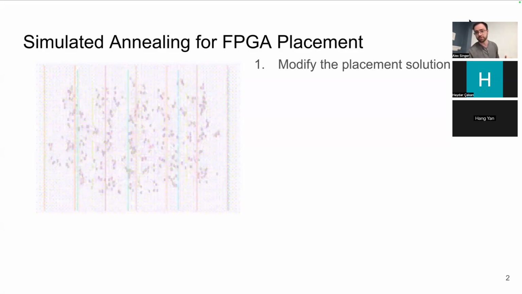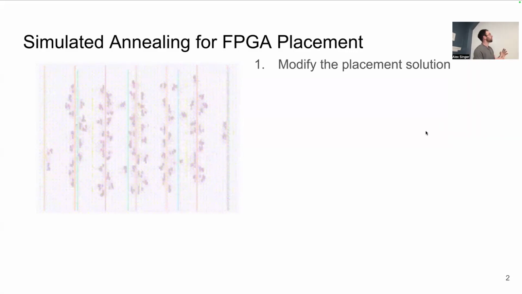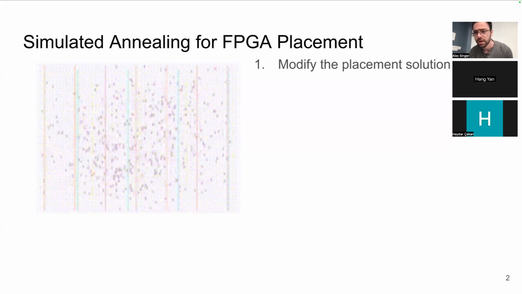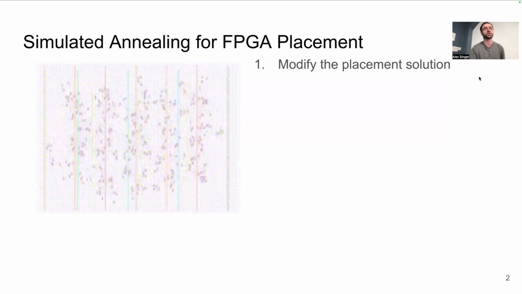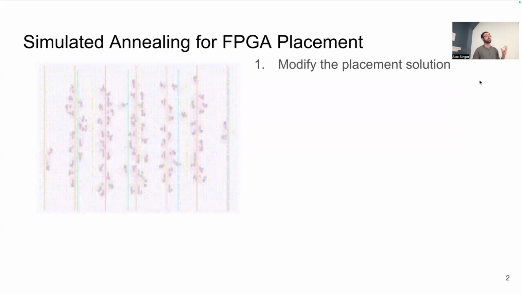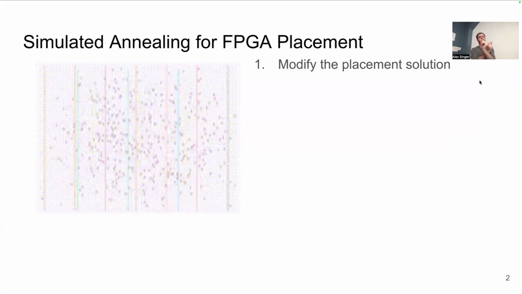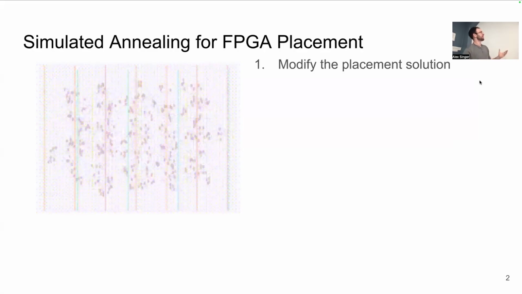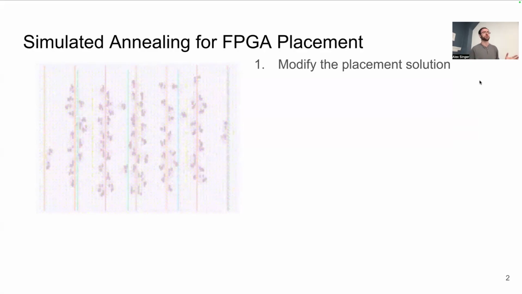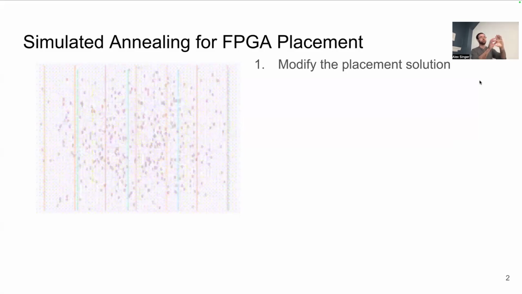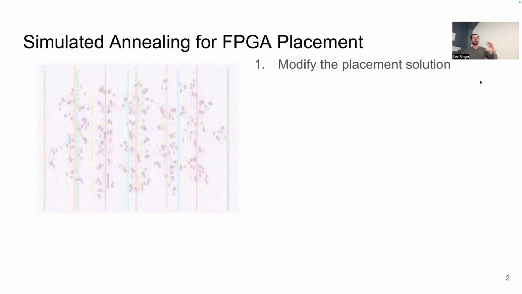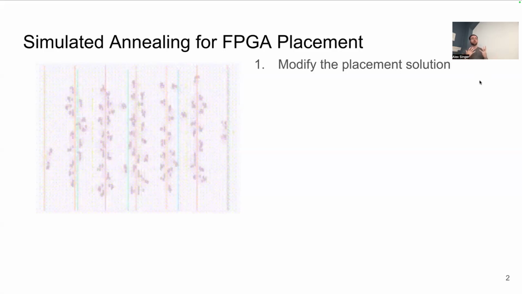We're going to perform a modification on the placement solution. Now, notice how I say modification, not swap. It doesn't actually have to be a swap. A lot of people, when they think of simulated annealing, think of swapping two clusters or something like that. You actually don't have to do that. It can be any modification you can imagine. It could be changing the contents of a cluster. It could be moving one primitive from one cluster to another. It's really any modification that you can do on the placement.